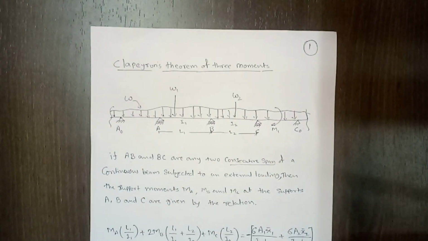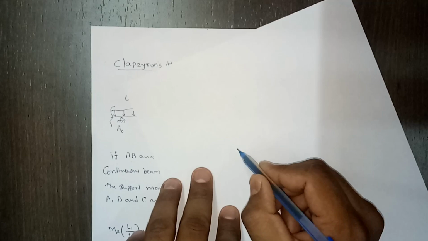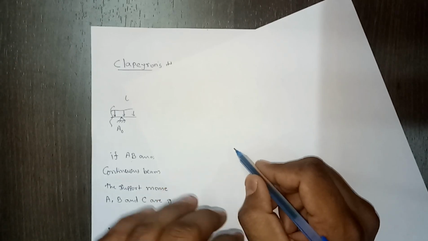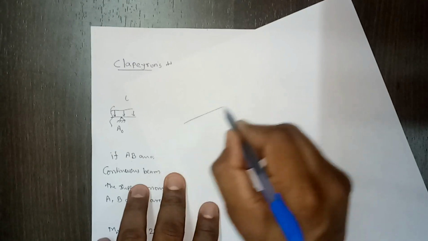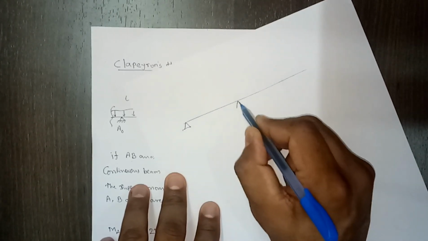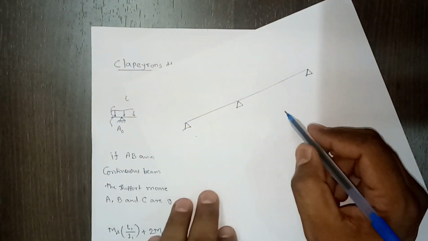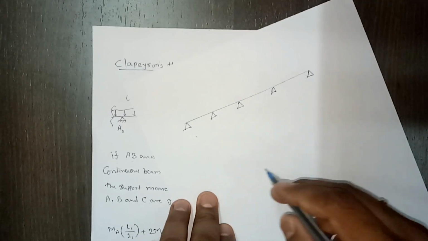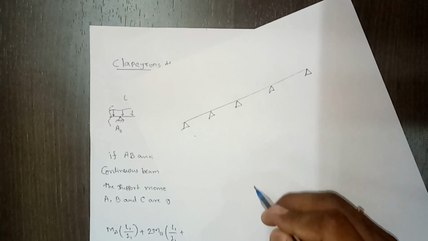So first we'll discuss what is continuous beam and then we'll discuss this theorem. So continuous beams are those beams which are supported on more than two supports. So any beam which is supported on more than two supports is called a continuous beam. For example, say this beam is supported at three places, so this beam is a continuous beam. It can be supported at more than three, but any beam which is supported at more than two locations, we call it a continuous beam.